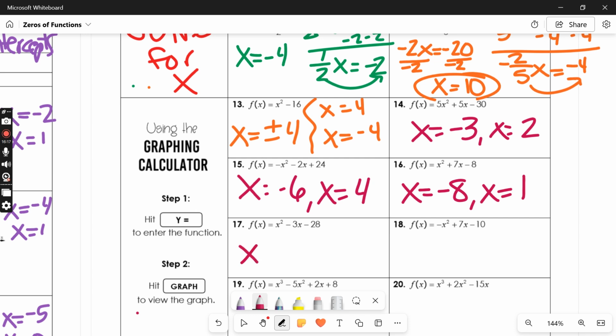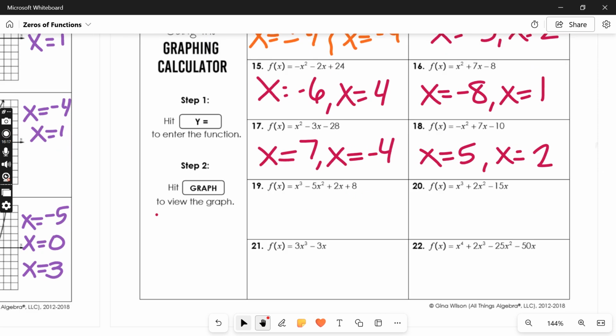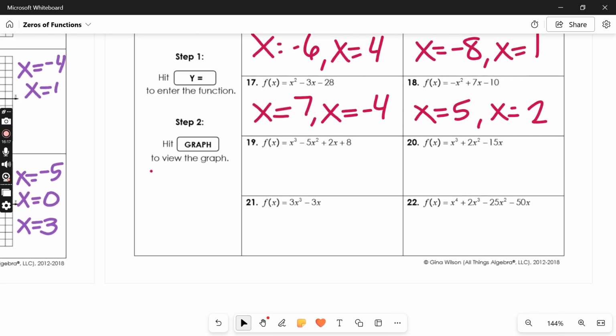Okay, on this one, when you go to your calculator and put it in, you should get that x equals 7 and x equals -4. On number 18, when you type it into your calculator, you should get x equals 5 and x equals 2. These are a little bit different, so I'll show you how to type those in real fast.